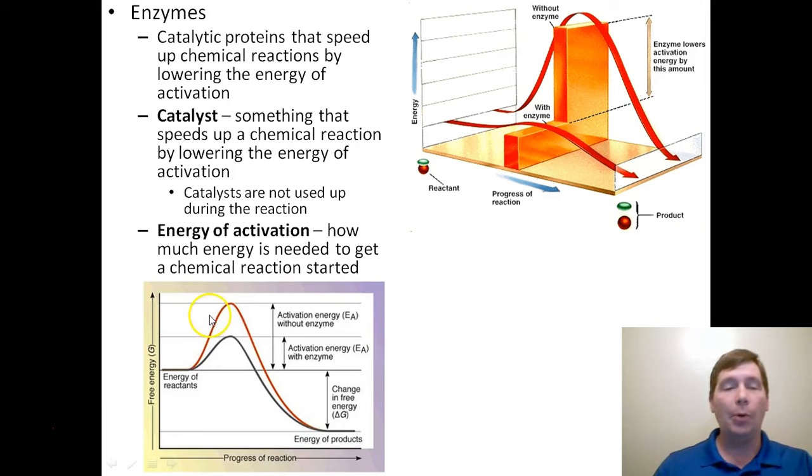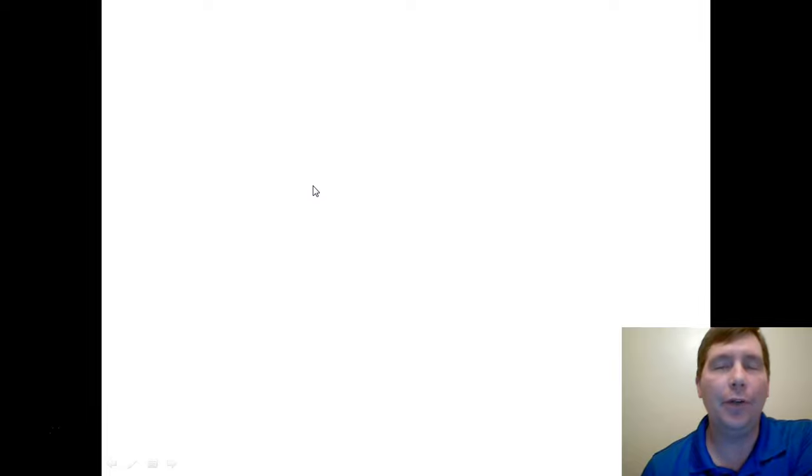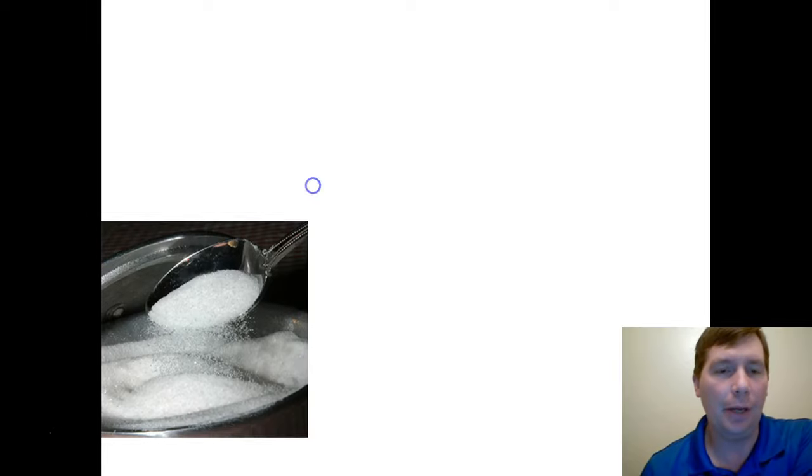The more common way you'll see this picture is right here. The red line represents how much energy you have to add to make a chemical reaction happen all by itself. The blue line shows you how much less energy you have to add to make that same chemical reaction happen with an enzyme. So I just threw a bunch of big words at you. Let me give you a simple example of an enzyme at work.